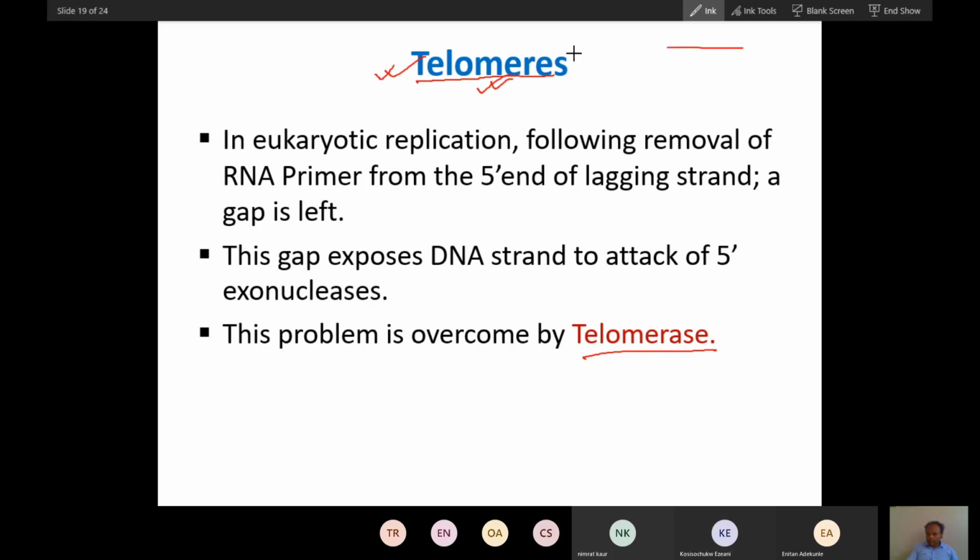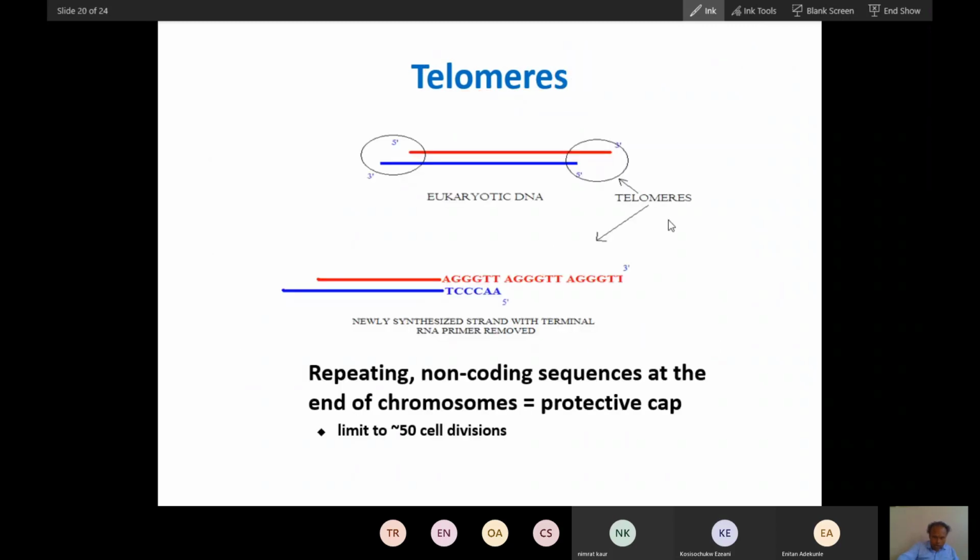Once the whole DNA is synthesized, the end is called the telomere. So telomere synthesis happens after synthesis of the whole DNA. Now what is this telomere? Let's talk about what this telomere is and how telomere synthesis happens. So, after eukaryotic replication, you will see what happens when this replication occurs.